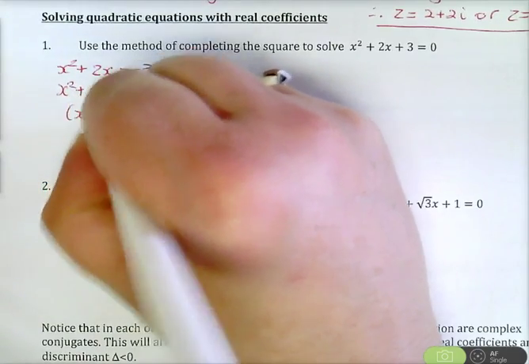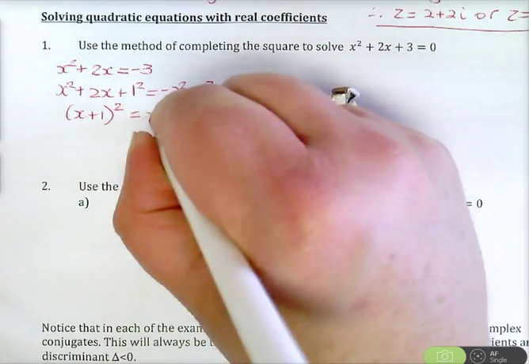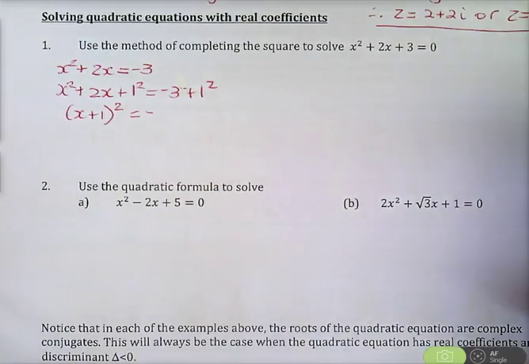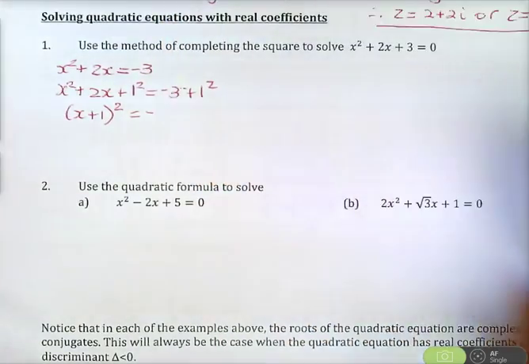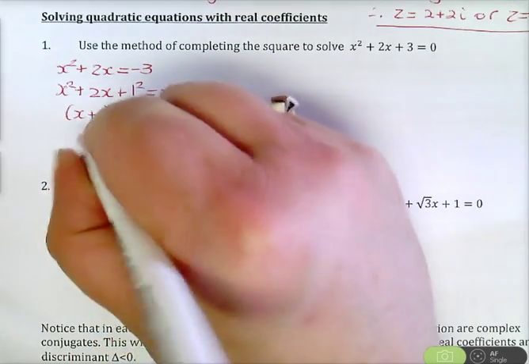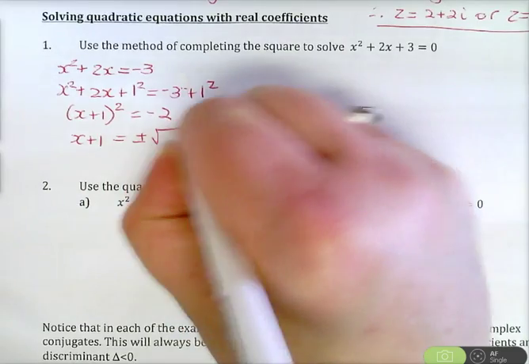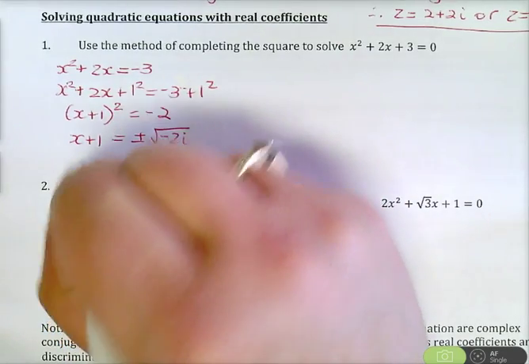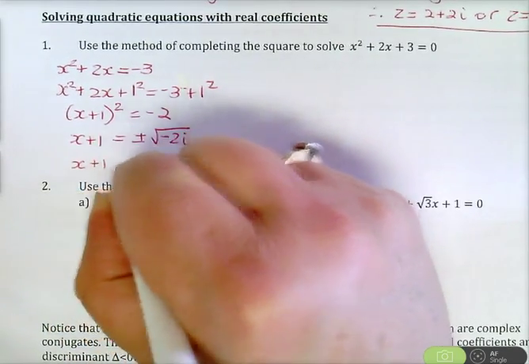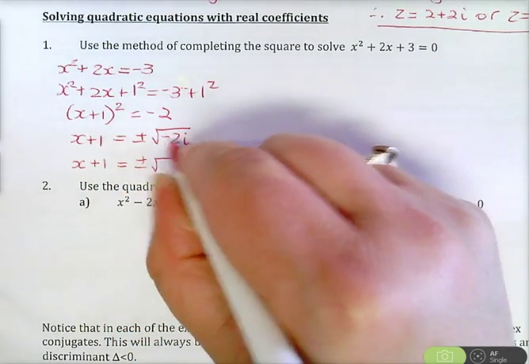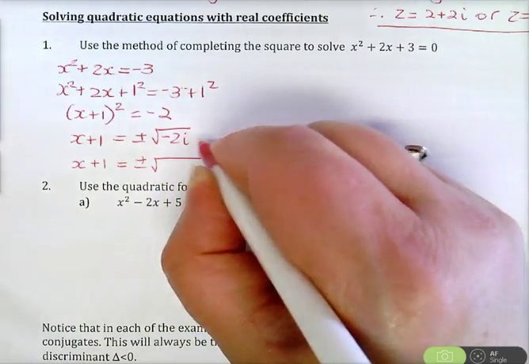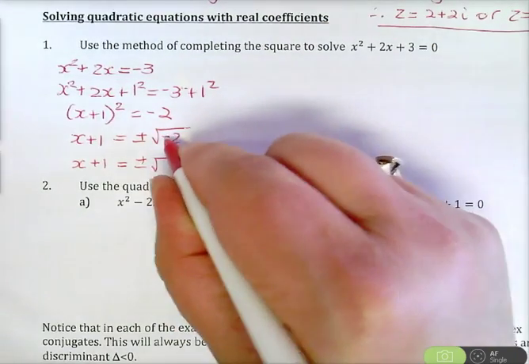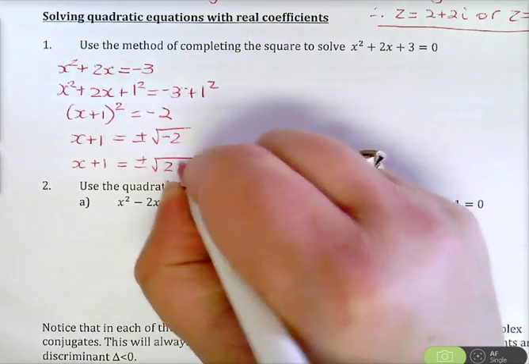And so writing this now as a perfect square, x plus 1 squared is negative 3 plus 1. Sorry, that's not negative 3 squared, it's just negative 3. So it's negative 3 plus 1, which is negative 2. Now square rooting both sides, x plus 1 equals plus or minus the square root of negative 2. Now, we know that negative 1 is i squared, so this negative 2 becomes 2i squared.